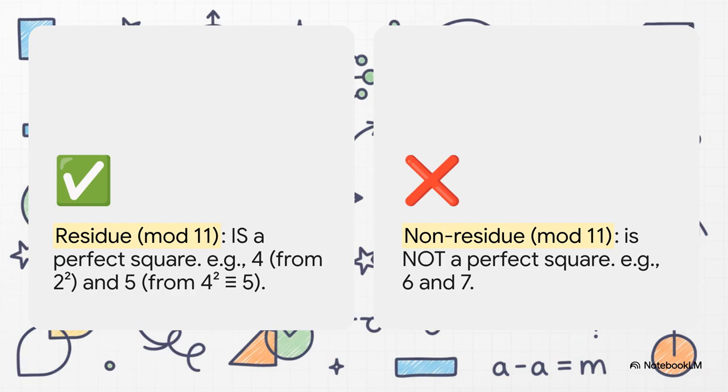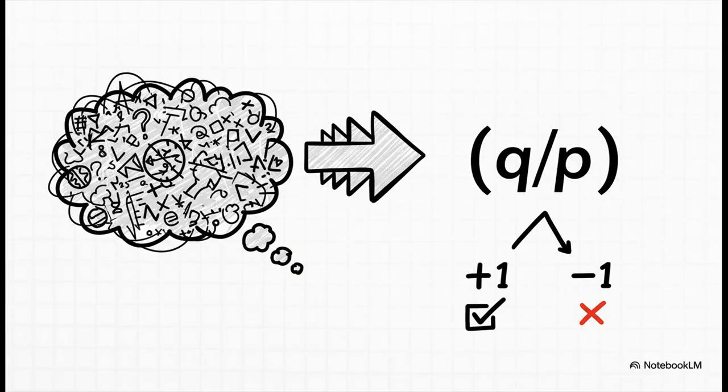They are non-residues. So mathematicians got a little tired of writing out that whole long question over and over again. And you know what they did? They came up with a neat little shorthand, the Legendre symbol. Now this thing that looks like a fraction in parentheses, it's not division. It's a question. It's just a super compact way of asking, is it an R or an N? The answer is +1 if it's a yes, and -1 if it's a no.